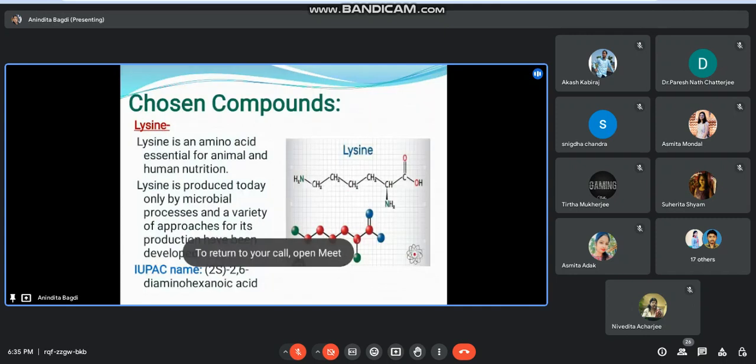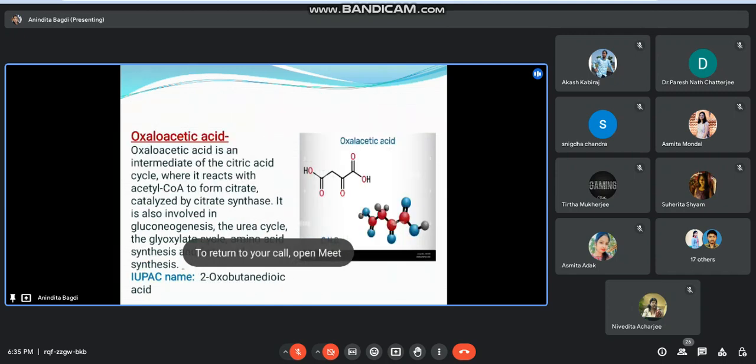First, lysine. Lysine is an amino acid essential for animal and human nutrition. Lysine is produced today only by microbial processes, and a variety of approaches for its production have been developed. This is the structure of lysine, and the IUPAC name is 2S,6-diaminohexanoic acid.